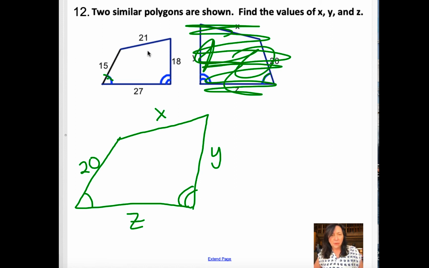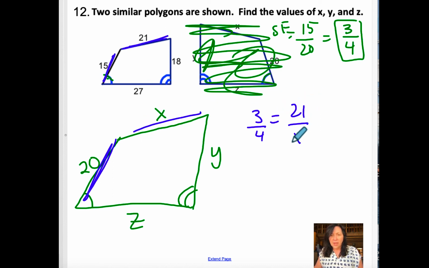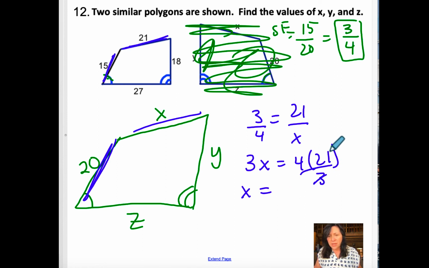So to find X first, I need my scale factor. My scale factor is 15 over 20, which is going to divide by 5 on both ends. So I'm going to go 3 over 4. So my scale factor is 3/4. The reason I have a scale factor is now I can just set all the other ratios equal to it to have a proportion. So 3 is to 4, left side, right? As top is to top, as 21 is to x. I'm going to cross multiply. 3x is equal to 4 times 21. X is equal to 4 times 21 divided by 3. 3 goes into 21 7 times. 7 times 4 is 28.